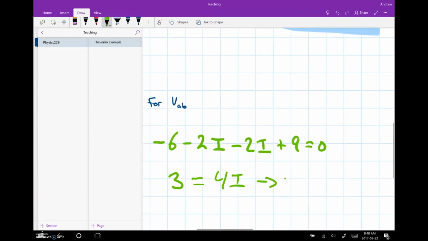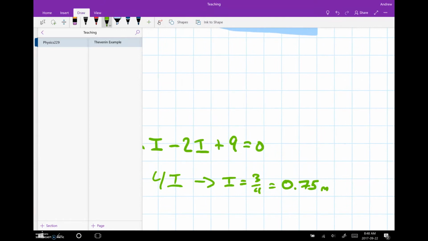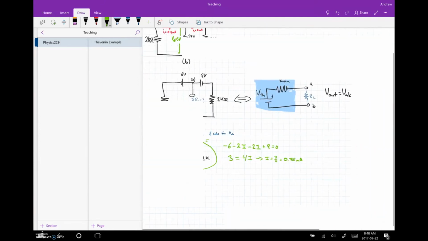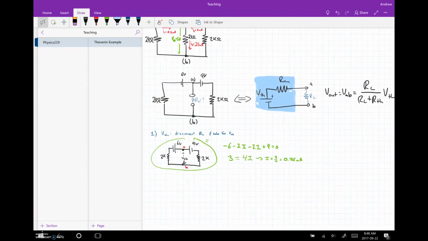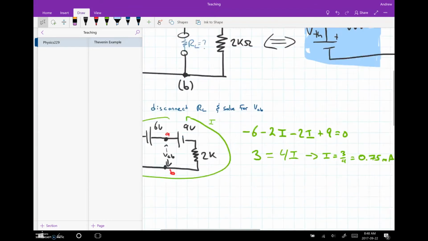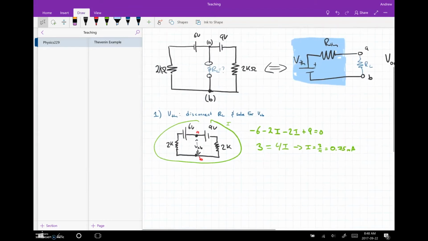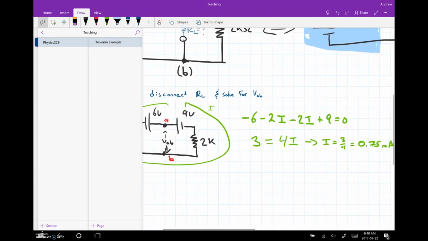So I is equal to 3/4 in our units, which is 3/4 of a milliamp, 0.75 milliamps, milliamperes. Okay, so that's good. We have the current, and now we can solve for the voltage just by reapplying Kirchhoff's laws. So we're going to go around the loop.